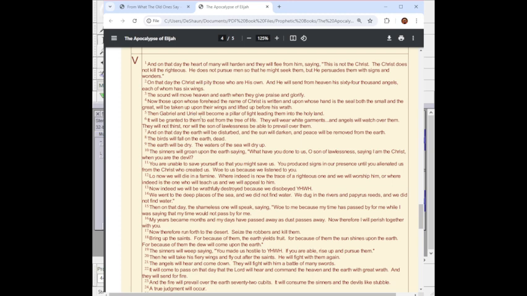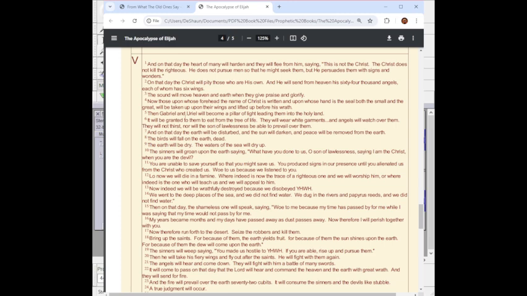Then Gabriel and Uriel will become a pillar of light, leading them into the Holy Land. Now, this is a set-apart land. This is going to be a land set apart from what we know today. Possibly a land that will be risen up out of the waters, out of the seas. I don't know for exact sure, but there's going to be a place for us to go while the earth is getting birthed into a celestial kingdom.